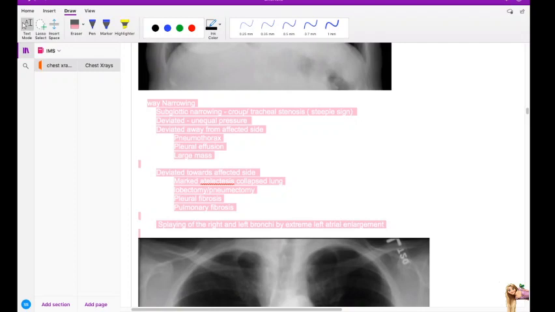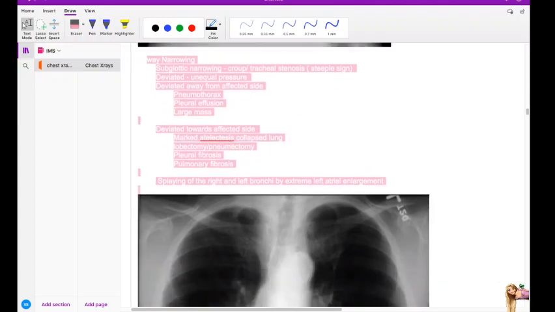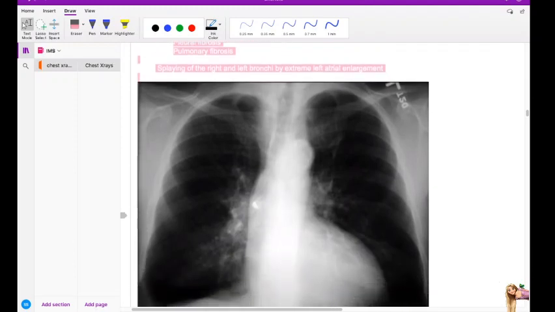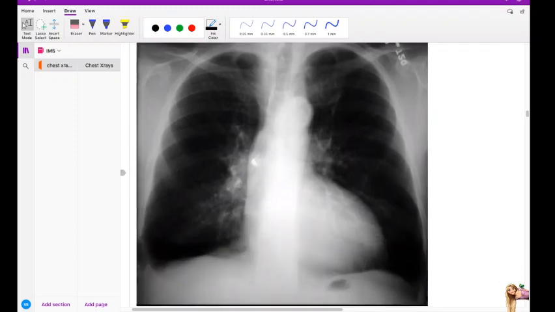If it's deviated away from the affected side, it can be due to pneumothorax, effusion, or a large mass. If it's deviated towards the affected side, it can be due to atelectasis and fibrosis. And then splaying, that is an increase in the 90-degree angle, can be due to extreme left atrial enlargement.